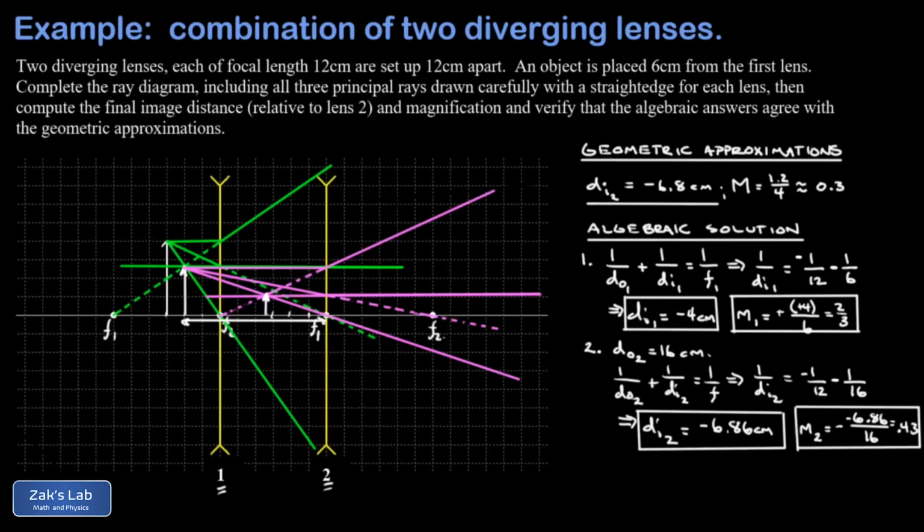Now the final thing we need to do for this problem is find the total magnification and compare to what we got from the ray diagram. And the magnifications just multiply at each stage. So the total magnification should be m1 times m2. m1 we wrote as an exact fraction, that was 2/3. m2 we wrote as 0.43. And when I run the numbers on this, I get 0.287, which is also a close match for the approximation that we made using the ray diagram. So everything looks good and we're done with the problem.